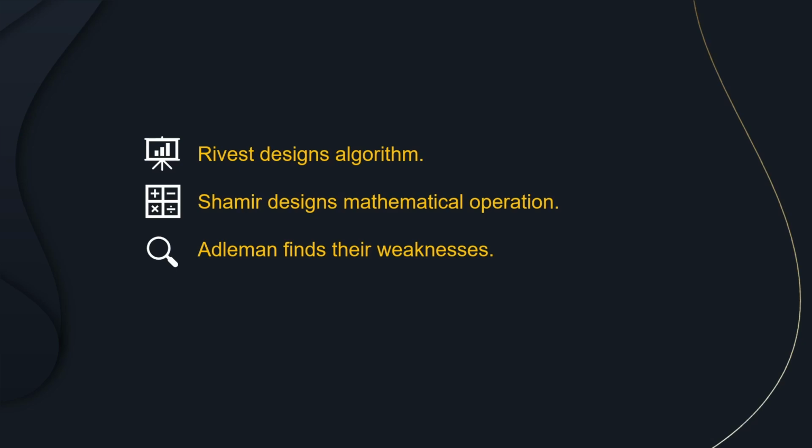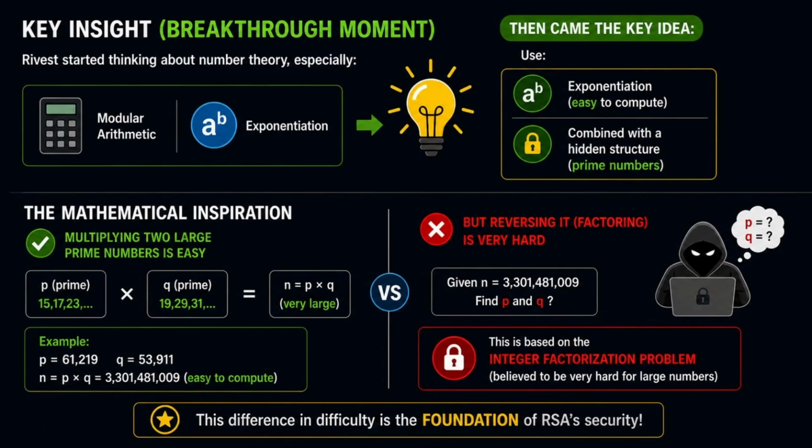Basically, in reverse design, Shamir designed mathematical operations and Adleman found their weaknesses. Rivest started thinking about number theory, especially modular arithmetic and exponentiation. Then came the key idea: exponentiation is easy to compute, and can be combined with a hidden structure like prime numbers.